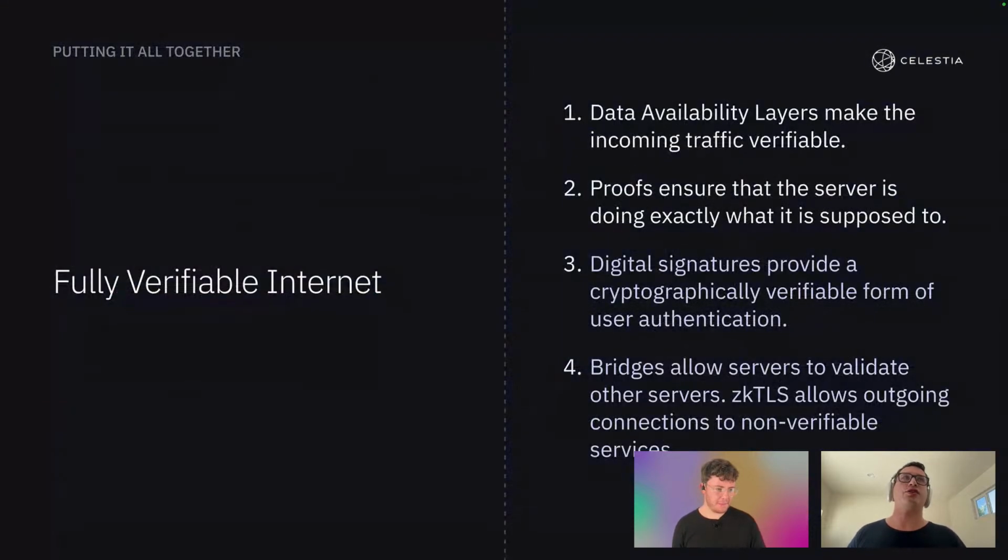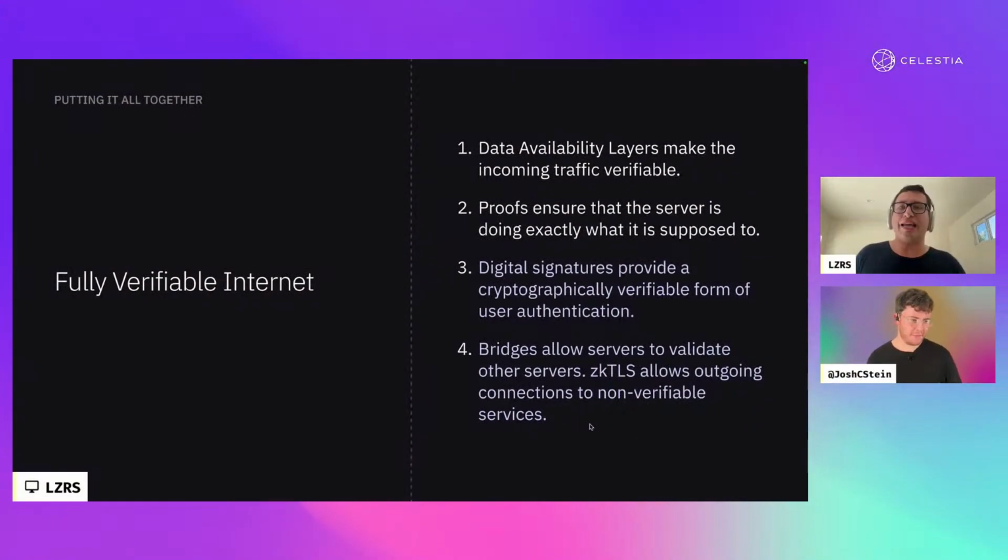Awesome. So now let's put all of this together. This is everything that we need for a fully verifiable internet. We have the DA layer verifying all the incoming traffic and putting it in order. And then we have proofs that once the traffic comes in, this was handled properly. And when you combine this with other solutions that are already solved, like digital signatures, bridging, and ZK-TLS, which is very useful if you want a verifiable application to talk to a non-verifiable application, that's the best bet that you have.